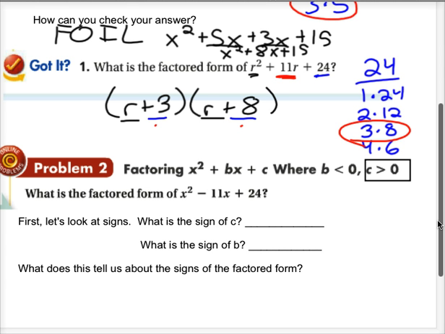Looking at our next one. So this one is a little bit different. X squared minus 11x plus 24. So the sign of C, well, that 24 is positive. But now I want you to notice, we've shifted gears a little bit. That B term, the term with the X, this time it's negative. So let's think about this for a moment, shall we?